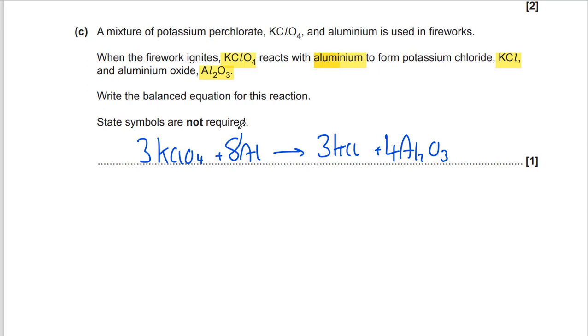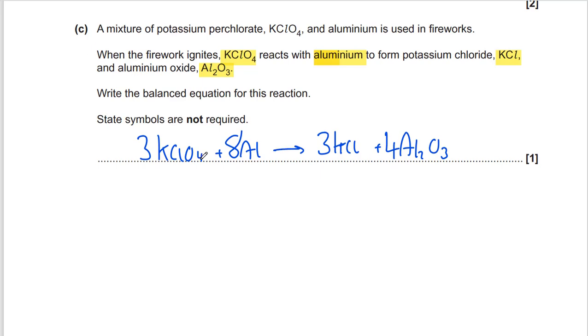So yes, the balancing numbers are strange. 3, 8, 3, 4 is not your straightforward balancing act. However, if we think about it, balancing the oxygens is the key to the whole thing. So balance those first and the rest just falls into place. Right then.